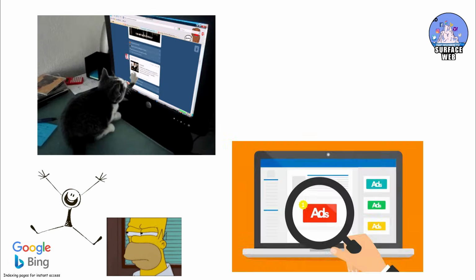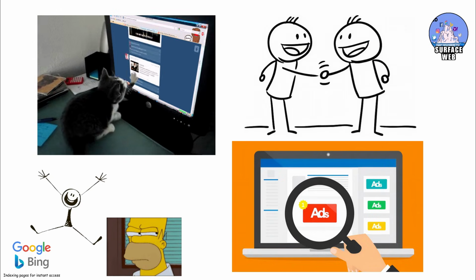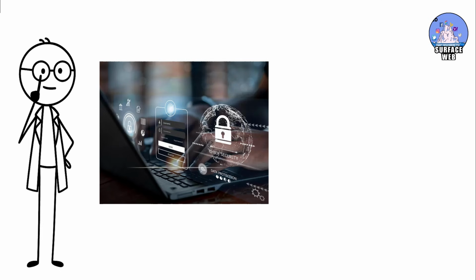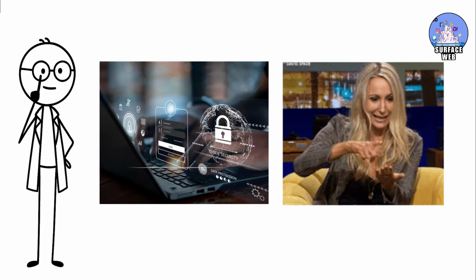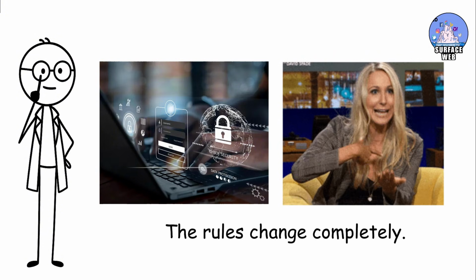It feels open and free, but even here, your actions are constantly tracked. Algorithms decide what you see, ads follow what you think about, and your data becomes a product traded behind the scenes. The surface web may look safe, but it's carefully designed to keep you here, scrolling endlessly. Because the moment you go beyond it, the rules change completely.